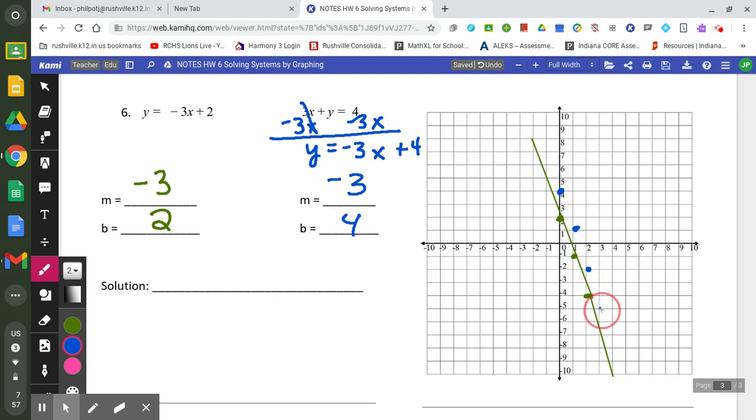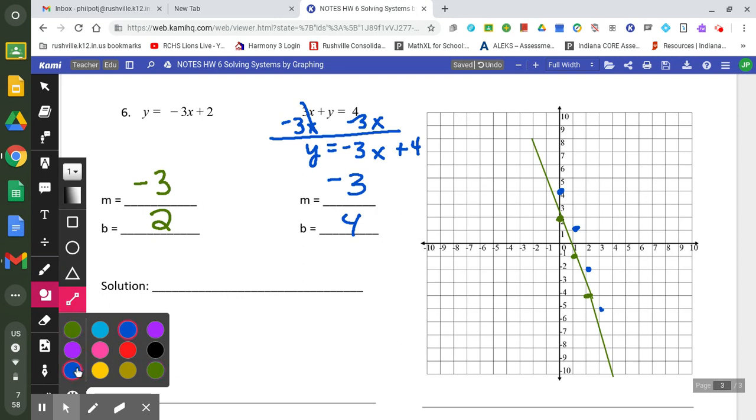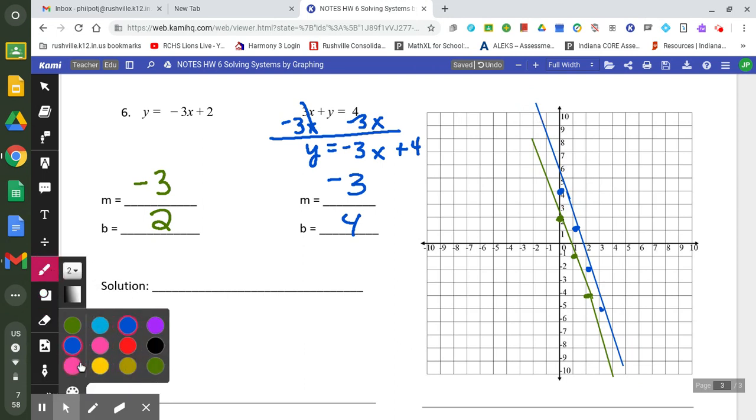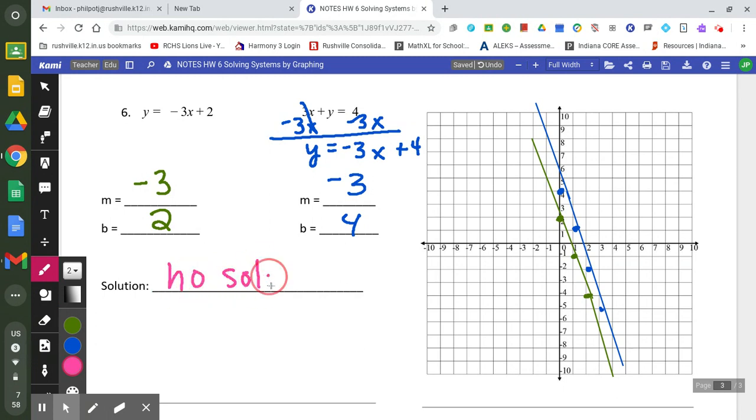So what you'll notice is that these lines are not going to cross. They're super close together, but they're not going to cross. It's kind of difficult to draw, but I'm going to try to do the best I can here. Okay, they're supposed to be straight and they're not supposed to touch. So when that happens, again, just another example of a no solution. Those lines are parallel. They will never cross.